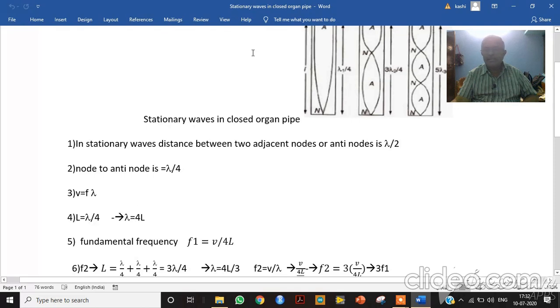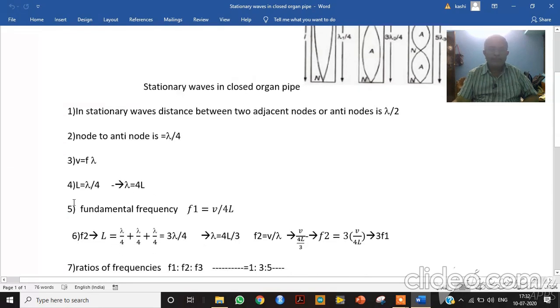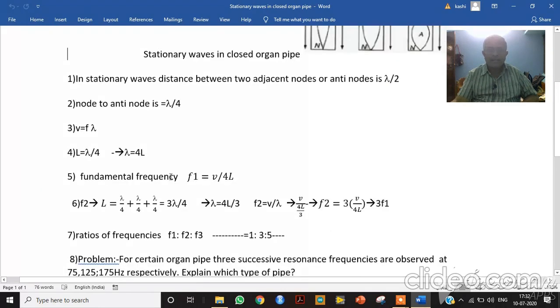You observe this. This is the most important one now. The distance between antinode and node is equal to the length of the organ pipe. So L becomes lambda by 4. From this you have to find lambda. From L is equal to lambda by 4, you get lambda is equal to 4L.